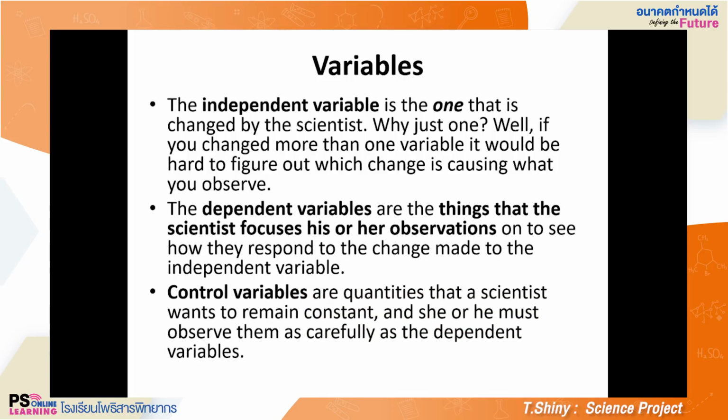The dependent variables are the things that the scientist focuses his or her observations on. So the scientist will be focusing on the dependent variables. The dependent variables will have changes based on a change in the independent variables. And number three, control variables. They are quantities that a scientist wants to remain constant, or she or he must observe them as carefully as the dependent variables.